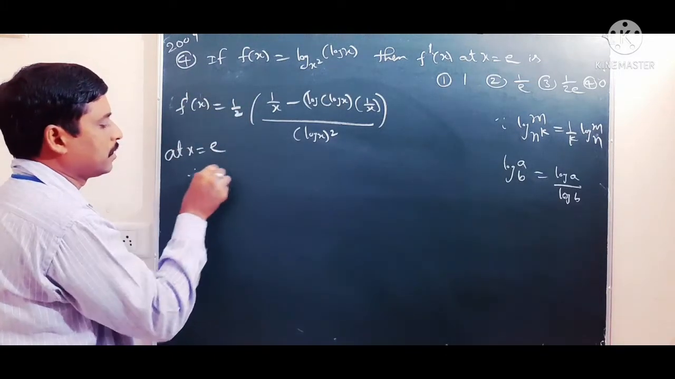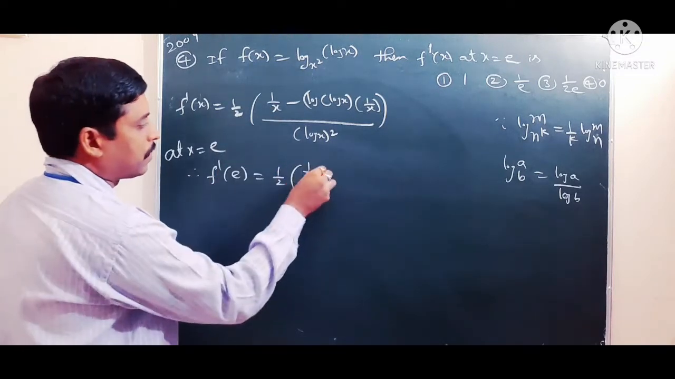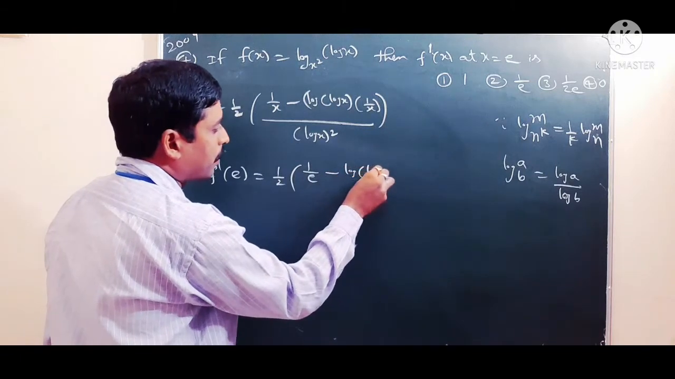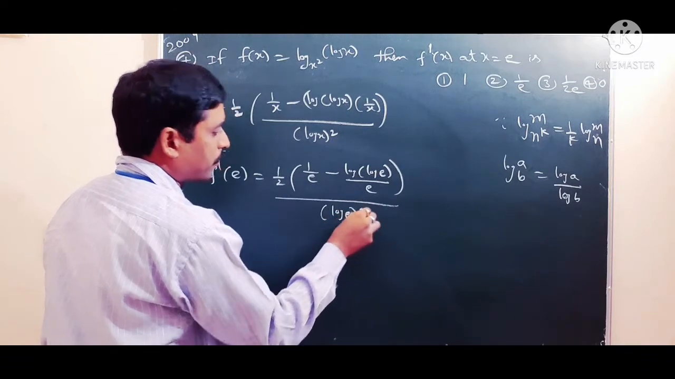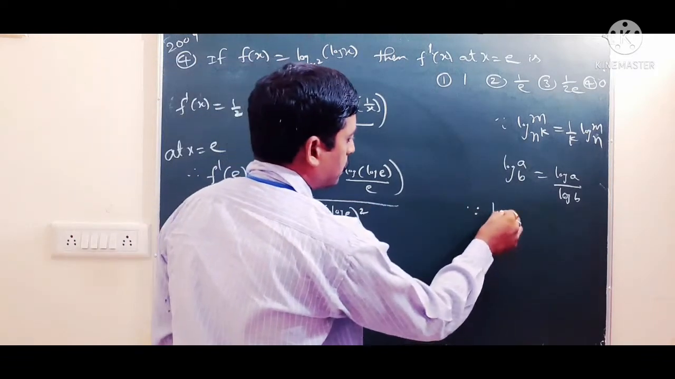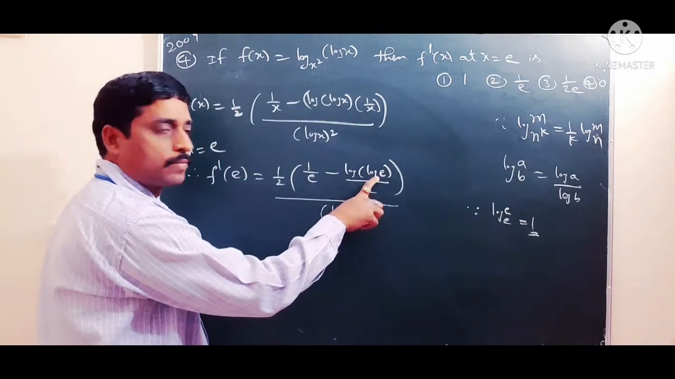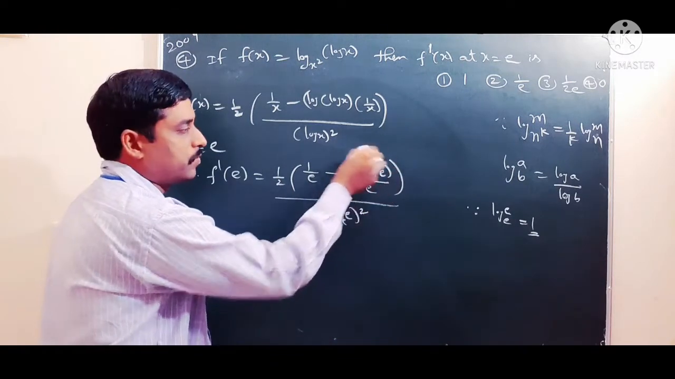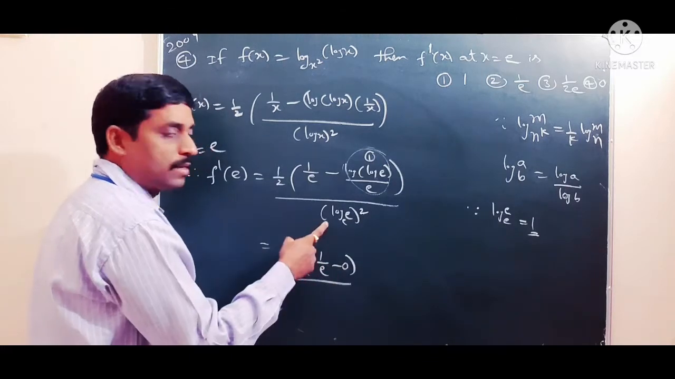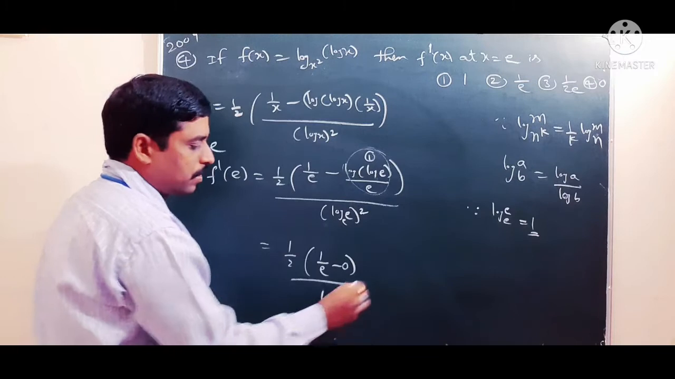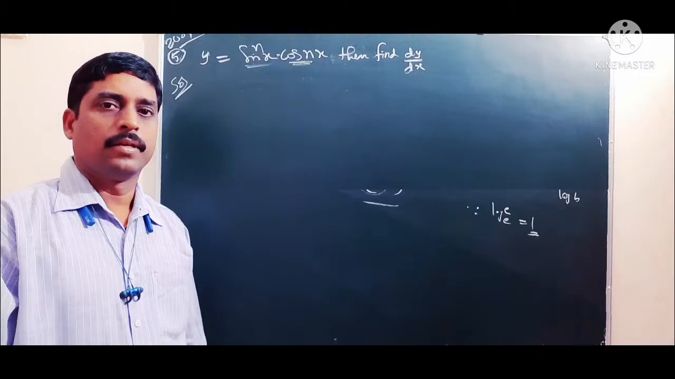So at x equal to e, f dash e equals 1 by 2 times (1 by e minus log of log e by e) divided by (log e) whole square. Log e, with base e, is 1. So log 1 is 0, and this part will be 0. So 1 by 2 times (1 by e minus 0) divided by 1 square, which is 1. So this is nothing but 1 by 2e. So option 3 is correct. Let us go to the next problem.